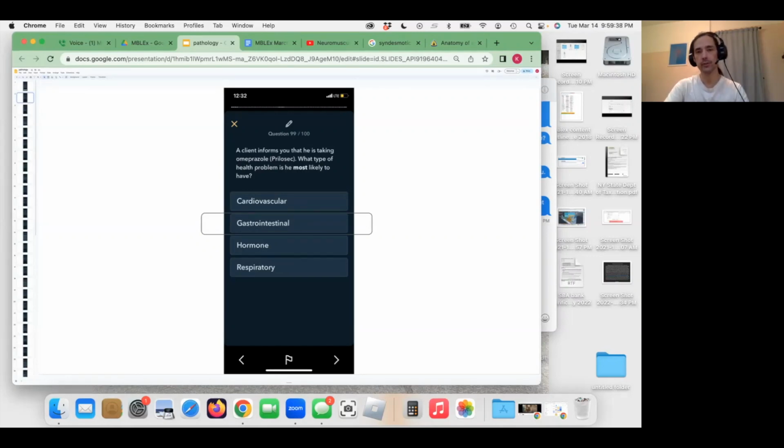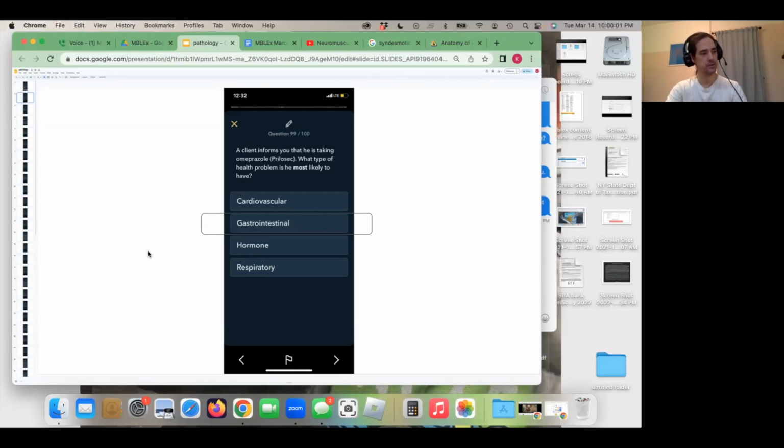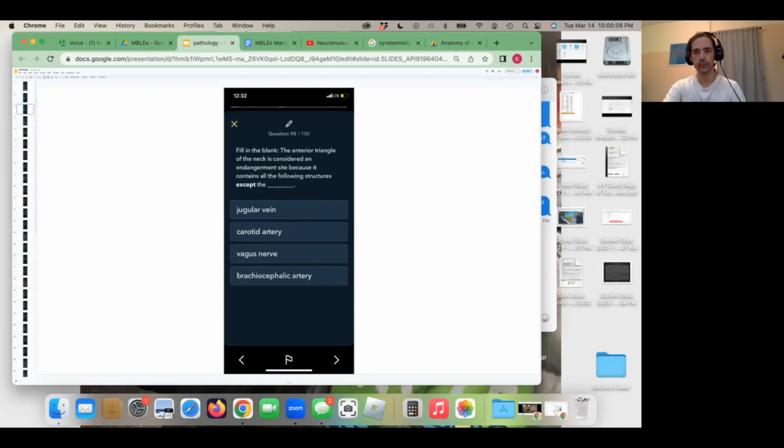A client informs you that he is taking omeprazole, brand name Prilosec. What type of health problem is he most likely to have? Gastro, that's right. And Prilosec or omeprazole is specifically for what symptom? Stomach issues. Gastritis or something. GERD, gastroesophageal reflux, heartburn, reflux. Okay, just one more.